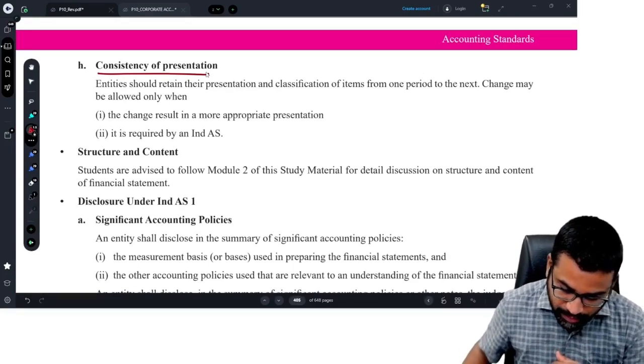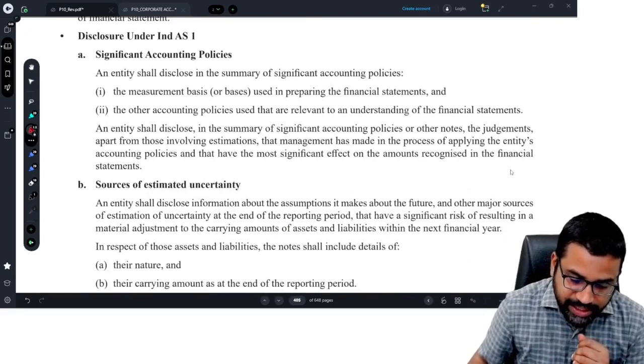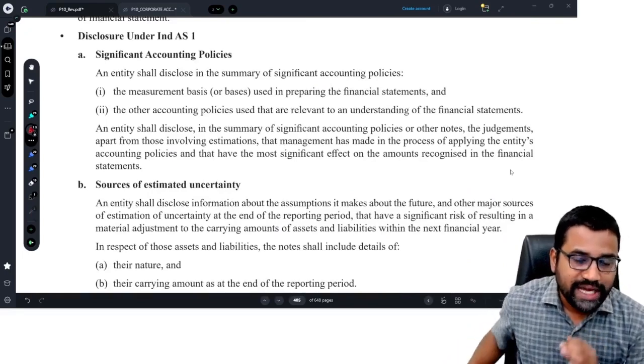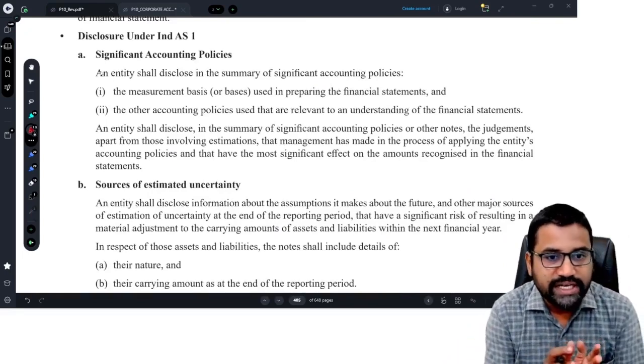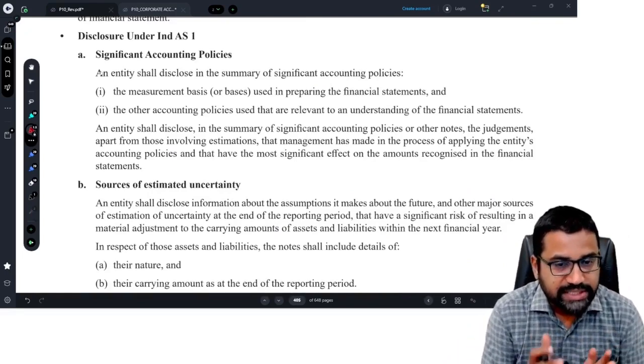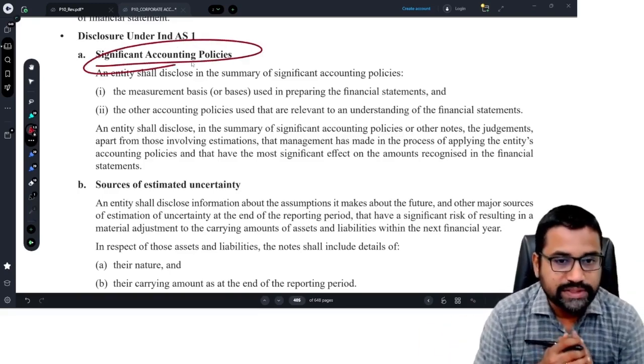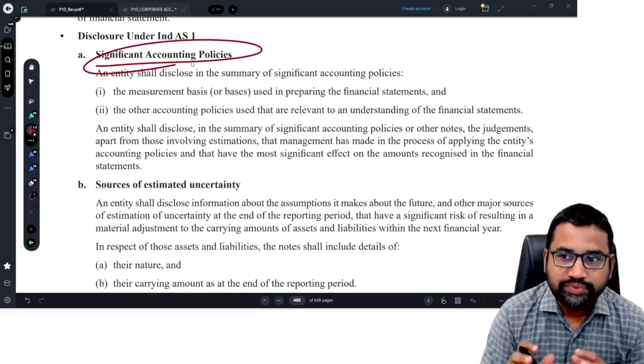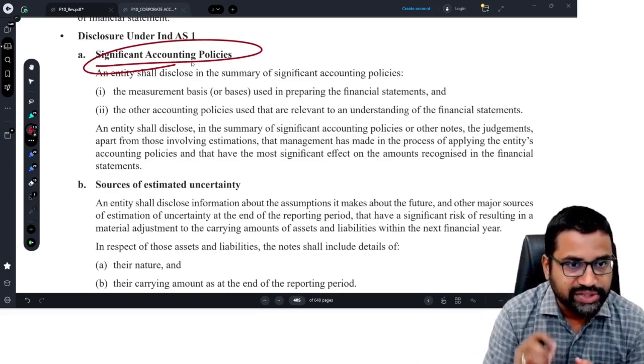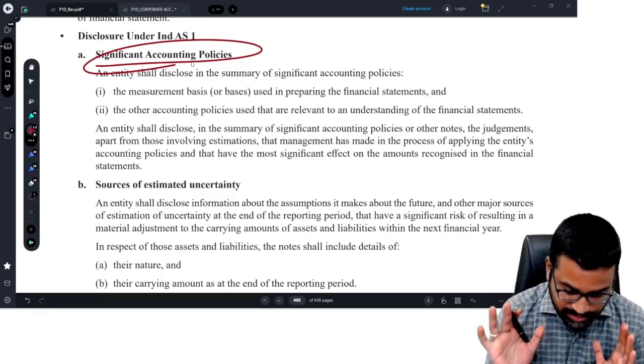Next. Now, disclosures as per Ind AS 1. What we need to disclose as per Ind AS 1. I told you this standard has two parts. First part is about financial statements. Second part is about disclosures. Significant accounting policies. All accounting policies, whatever we adopted in the preparation and presentation of financial statements, we will disclose.